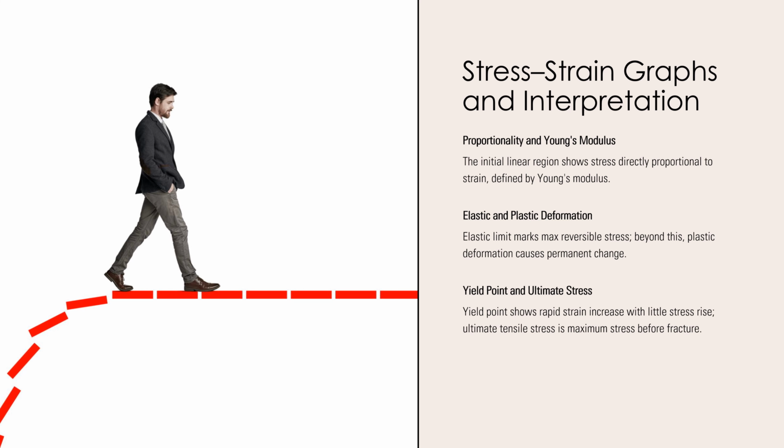Beyond the limit of proportionality, the graph curves, indicating non-linear behavior. The elastic limit marks the maximum stress for which the material returns to its original shape when unloaded. Past this point, plastic deformation occurs, meaning permanent extension remains. Many metals show a yield point, where strain increases rapidly with little increase in stress. The ultimate tensile stress represents the maximum stress the material can withstand before necking and eventual fracture.